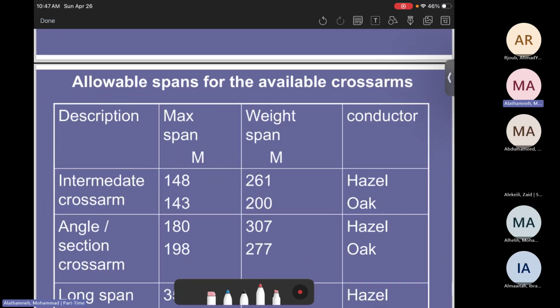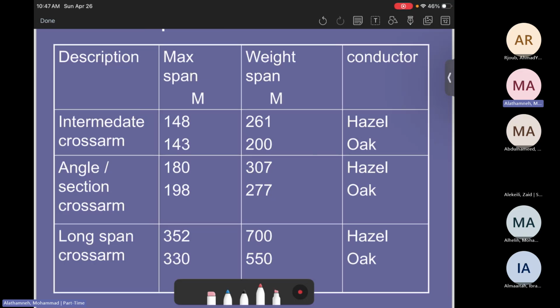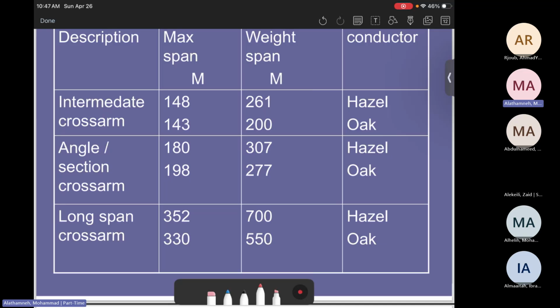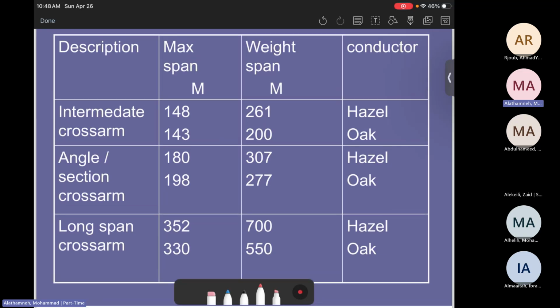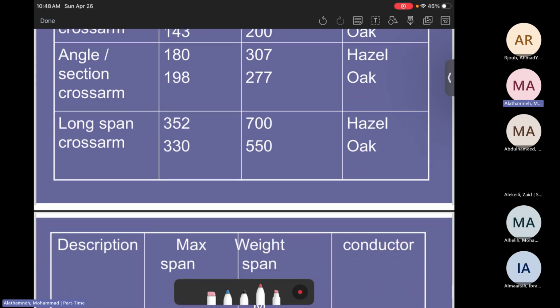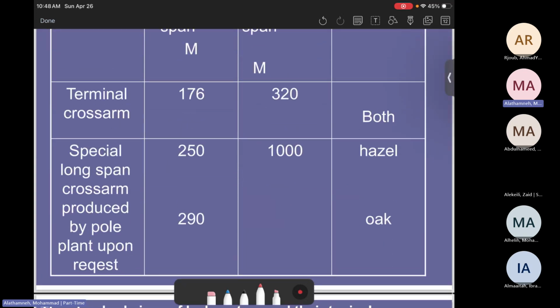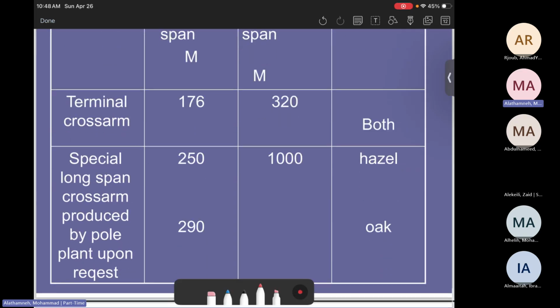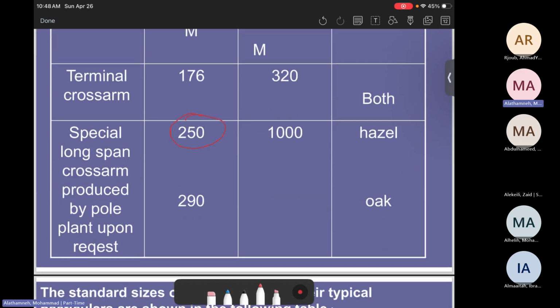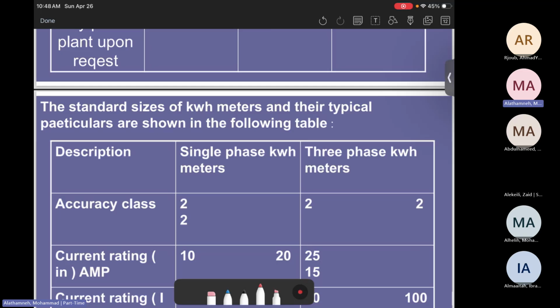Then the other thing, the allowable spans: there are intermediate cross arms, angle cross arms, and long span cross arms. Each one has its own weight limitation and its own maximum span. The intermediate is shorter than the angle section, shorter than the long span cross arm. Then there are the terminal cross arms, at the end or at the beginning of the poles. Then there is a special long span cross arm produced by Pole Planets upon request, which can handle around 250 meters if needed. It depends on whether it is hazel or oak.